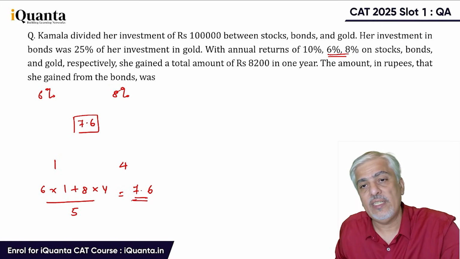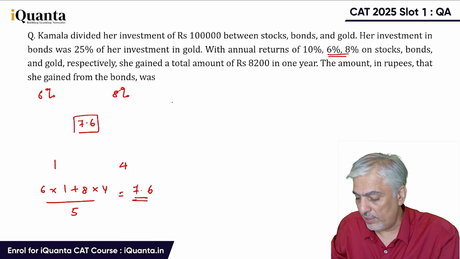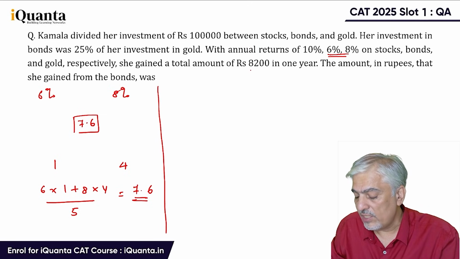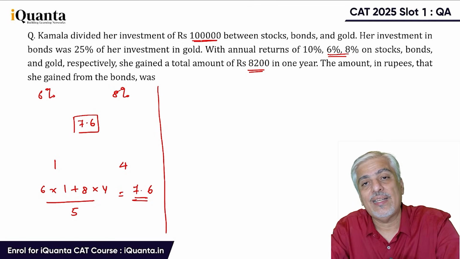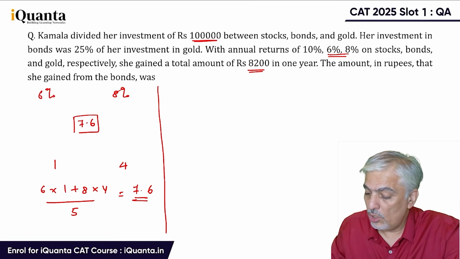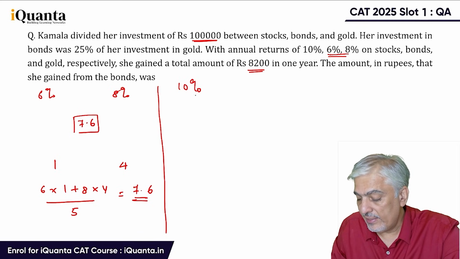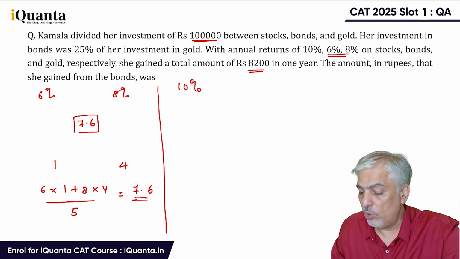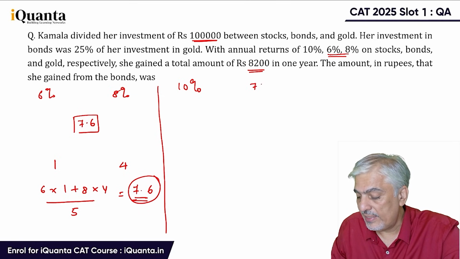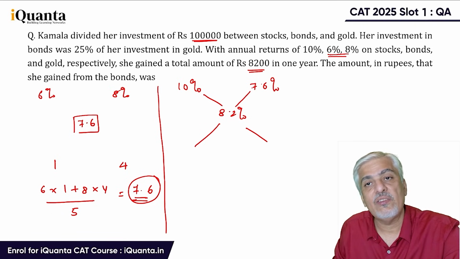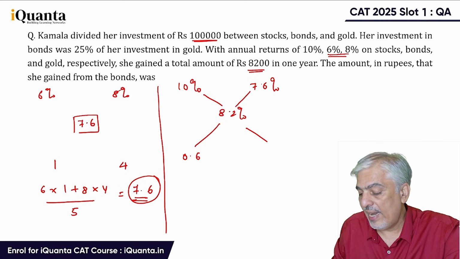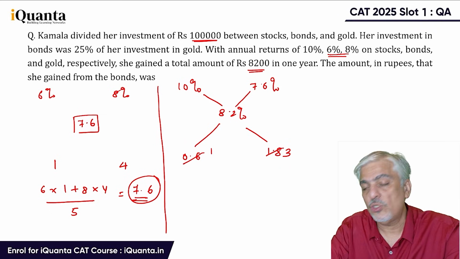So that has already given me 7.6%. Now pay attention very carefully. The total returns is how much? 8,200 on 1 lakh, which is 8.2%. On the investment on stocks, there is a return of 10%. And on these two together, bonds and gold together, we have already got 7.6%. And the average is 8.2%. If I use allegations over here, 8.2 minus 7.6 is 0.6. And 10 minus 8.2 is 1.8. If I cut this, I get directly 1:3.